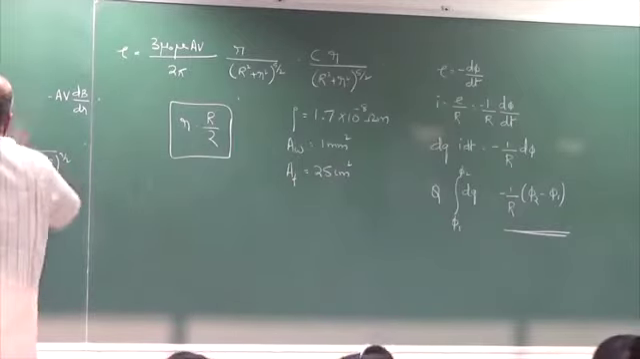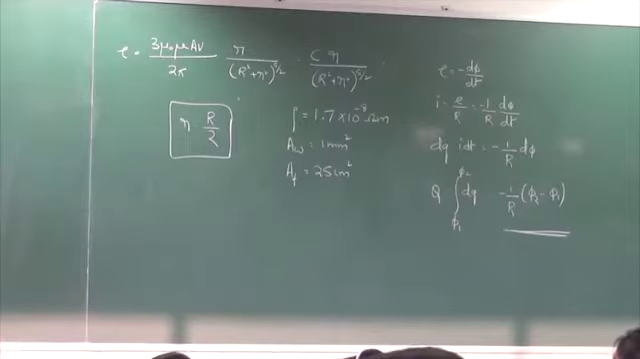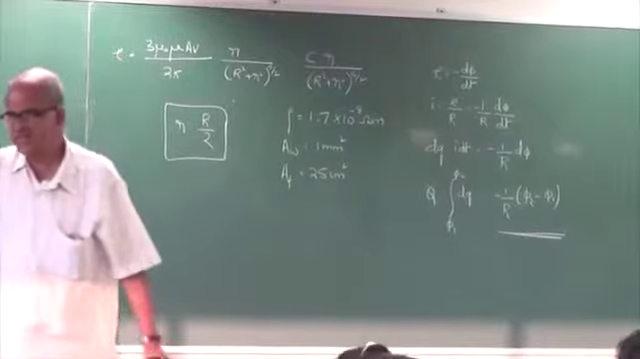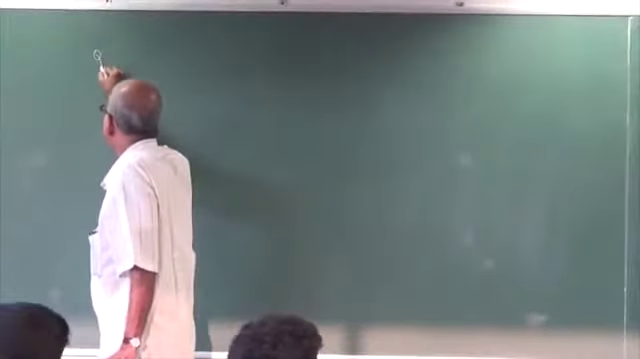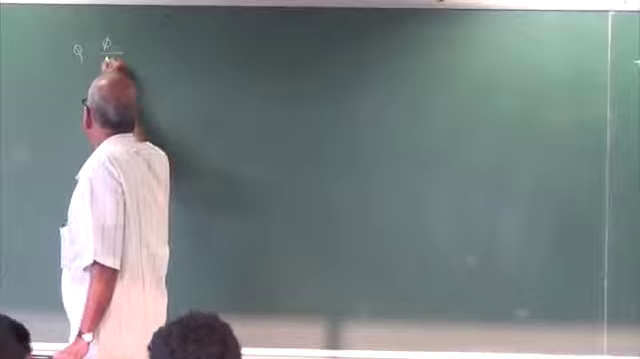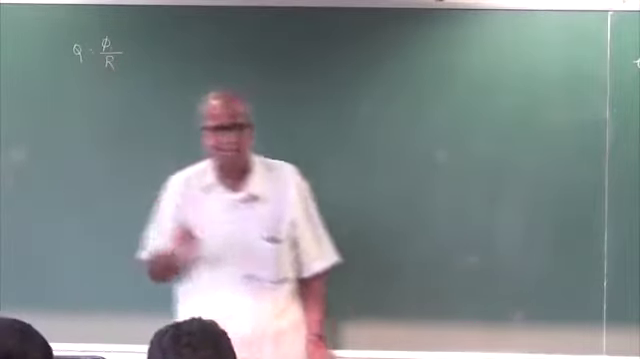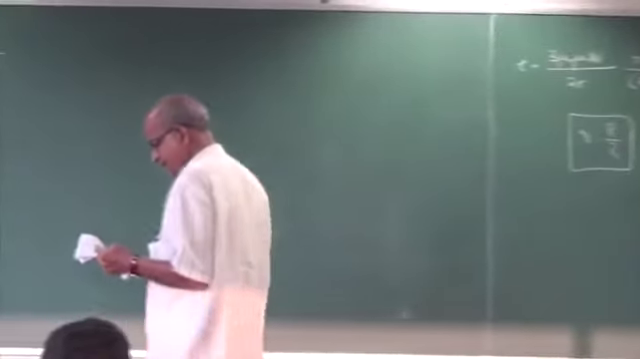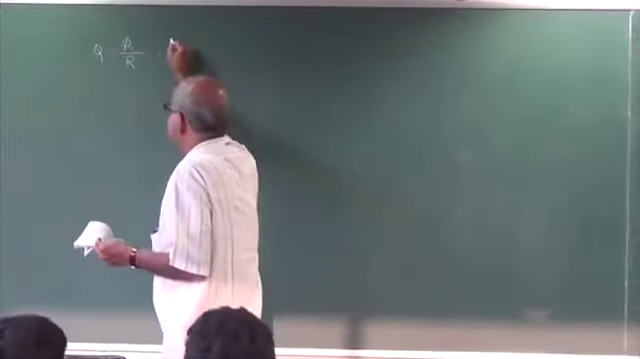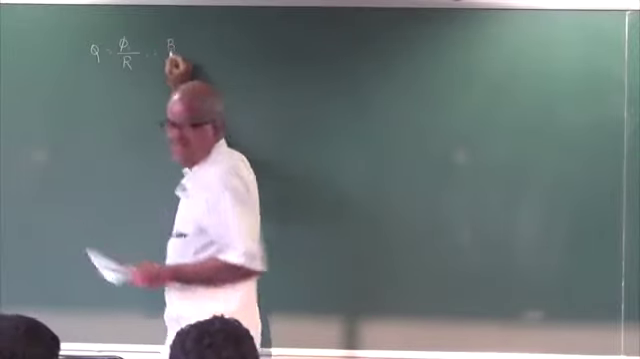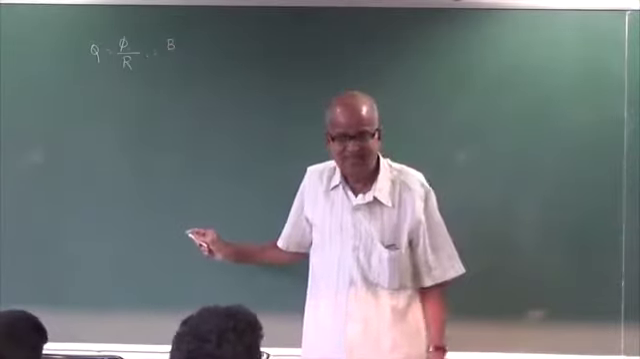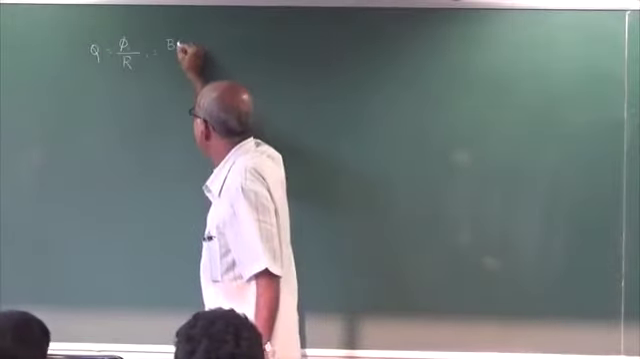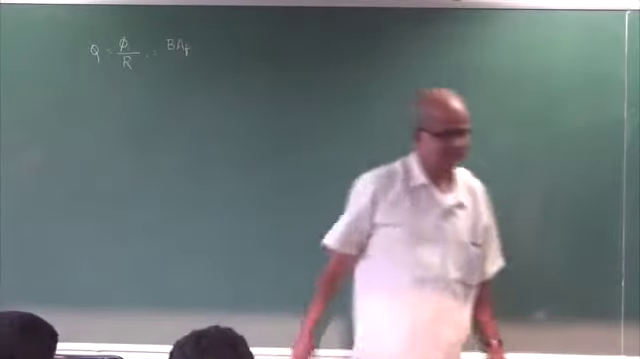Okay. Now tell me, what is phi 2? Phi 2 is 0, because it says the field totally disappears. So, Q is equal to phi 1 by R. Will you agree? What is phi 1? Tell me. Phi 1 is B into what? B into A of the frame. Will you agree? B into A of the frame now. Okay.